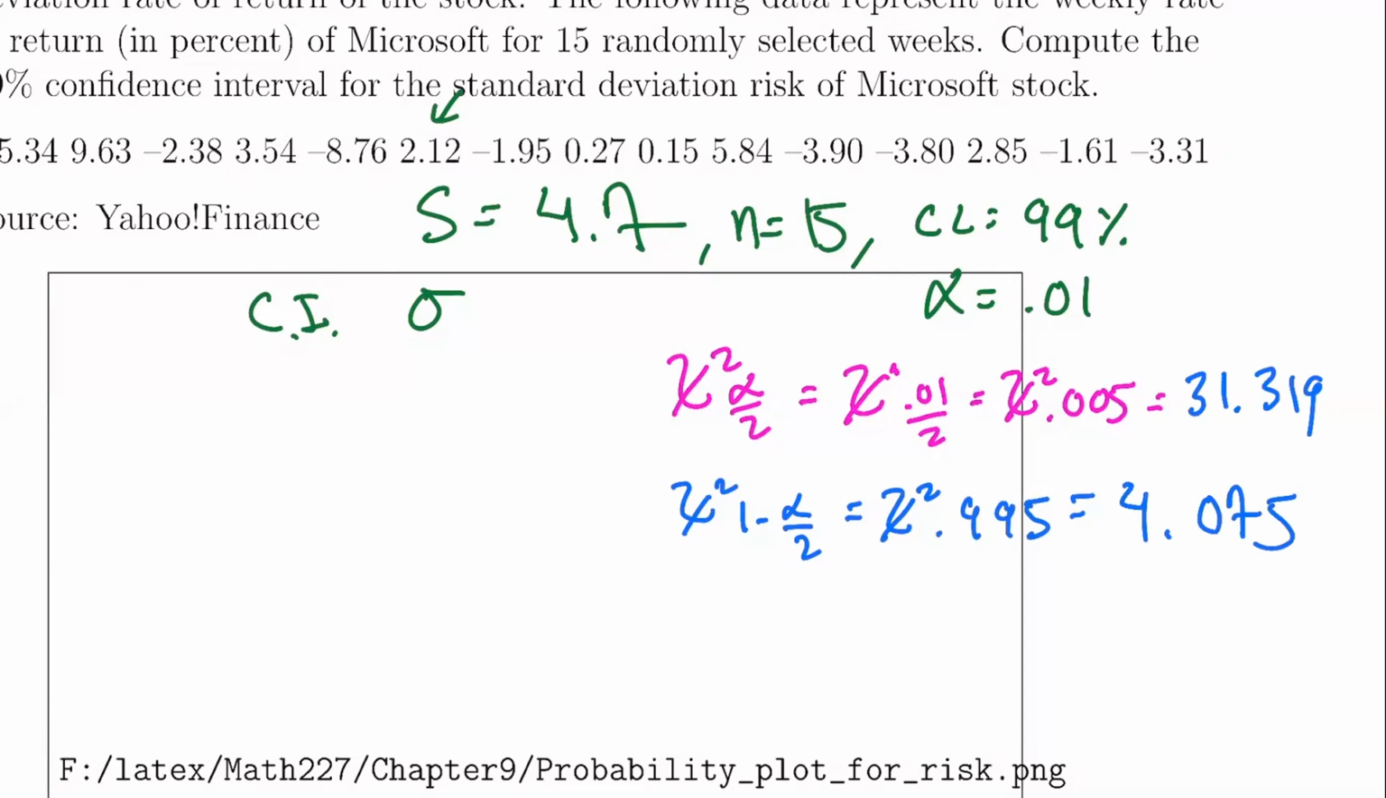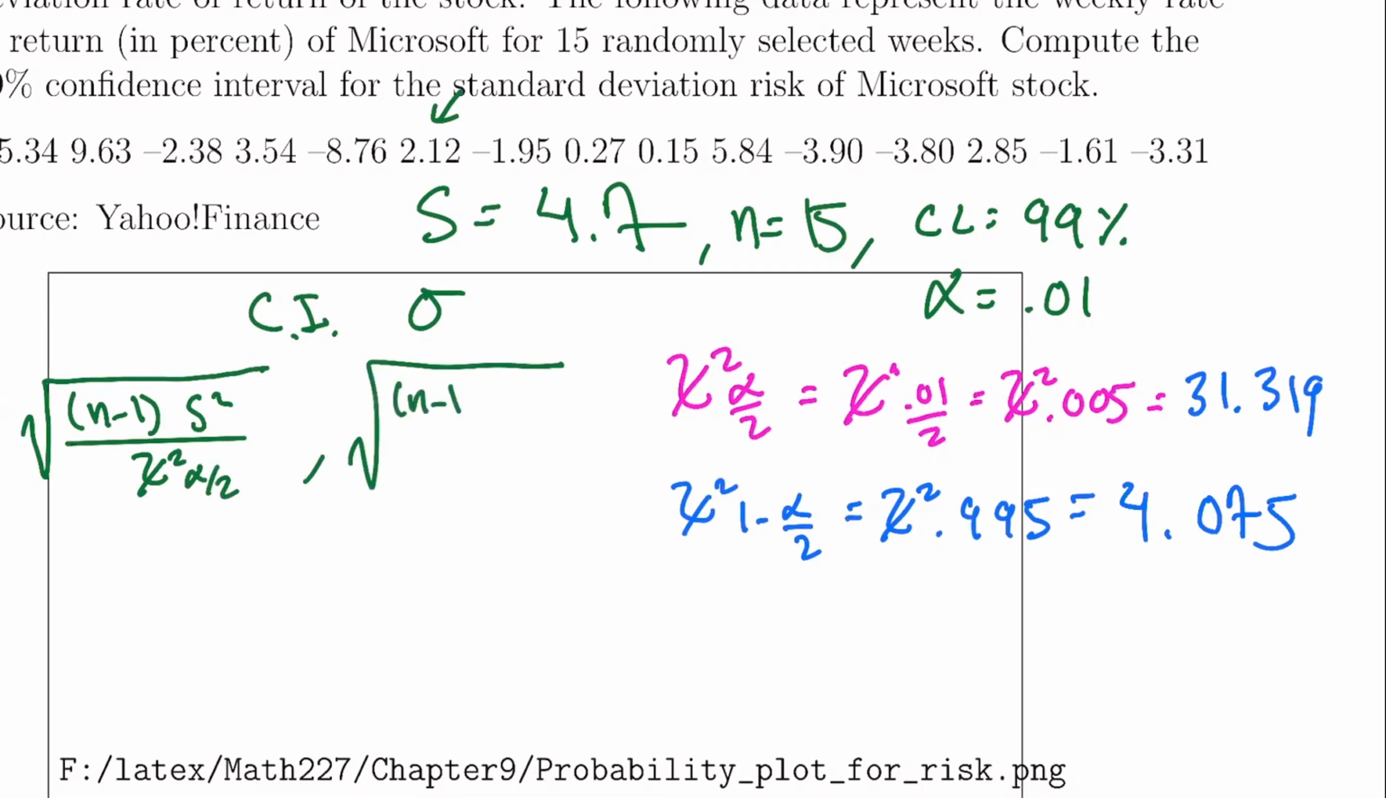All right, so let's get to the formula. For the formula this time, since we're doing the confidence interval for standard deviation, we start off with the square root. So we do n minus 1 times s squared, all divided by chi-square of alpha divided by 2. And to find the upper bound, we'll do n minus 1 times s squared, divided by chi-square of 1 minus alpha divided by 2.